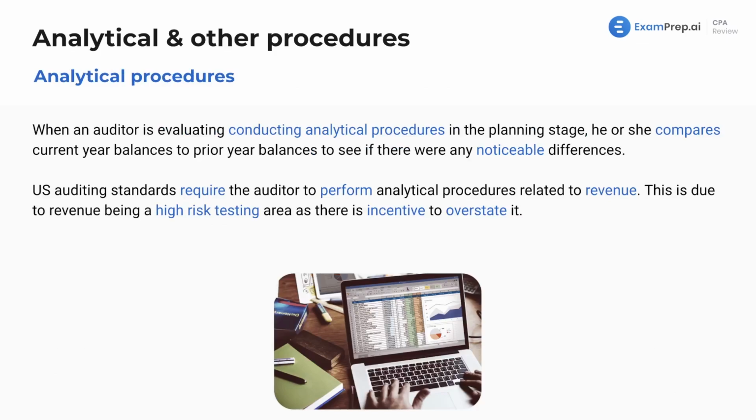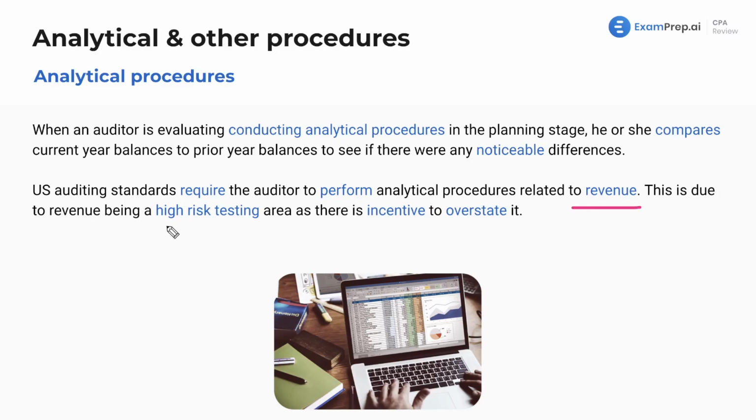Lastly, here, before we get to our nice summary, when an auditor is evaluating conducting analytical procedures in the planning stage, he or she compares current year balances, prior year balances to see if there were any notable differences. To recap, what we saw earlier, US auditing standards require the auditor to perform analytical procedures related to revenue. Very important to make note of that there.